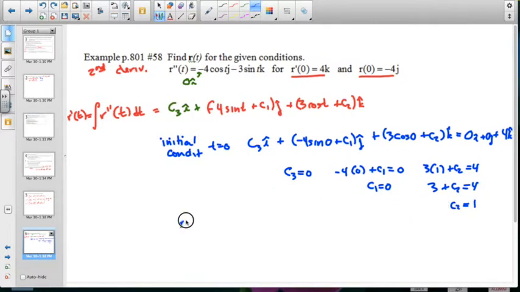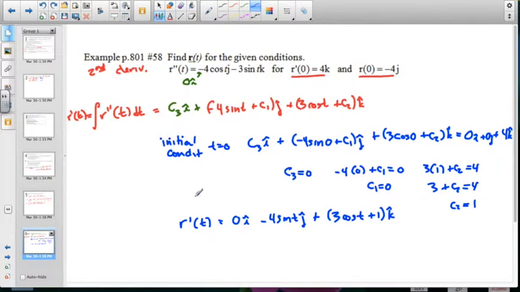So my first derivative then looks like 0i. I'm going to keep it there because I'm going to integrate it again. Who knows, I might get something. C1 is 0, so it's minus 4 sine t j. And if C2 is 1, then it's plus 3 cosine t plus 1 k. So there's our first derivative.